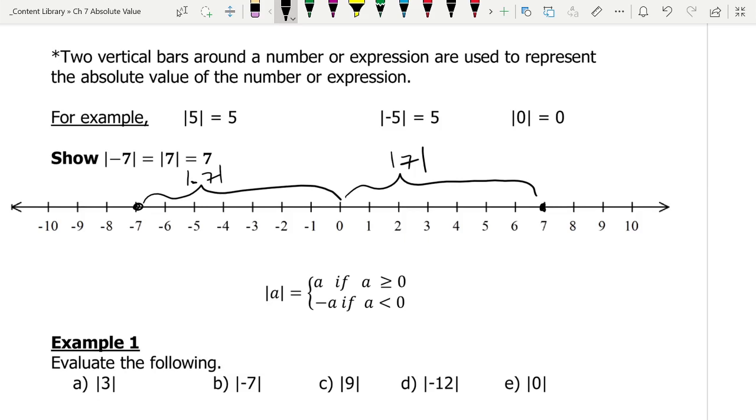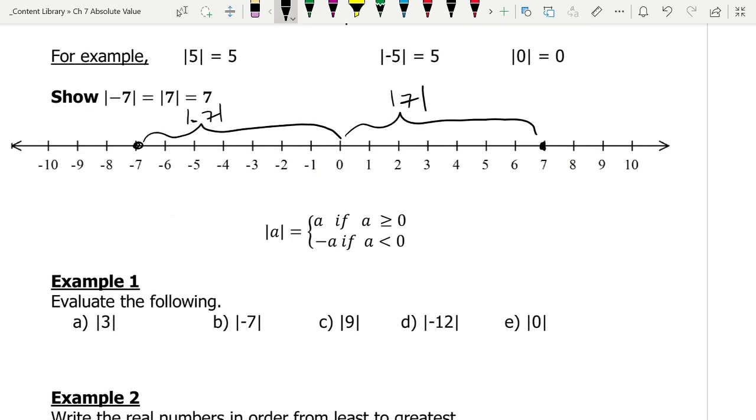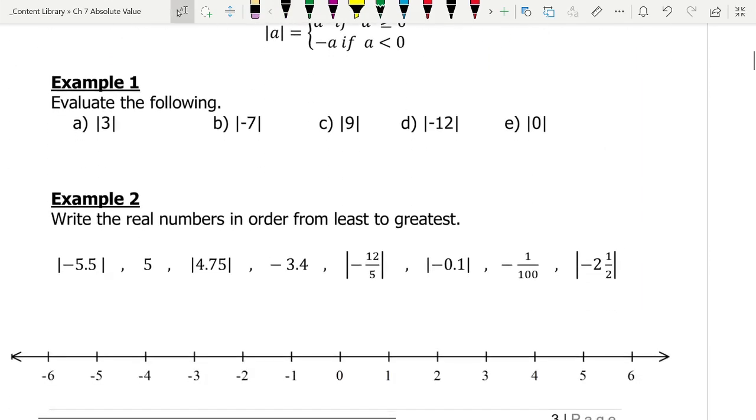So as a piece of algebra, we'd say the absolute value of A is positive A if A is greater than or equal to 0, and it's negative of A if A is less than 0. So let's evaluate a few. Absolute value of 3 is 3. The absolute value of negative 7 is positive 7. The absolute value of 9 is 9. The absolute value of negative 12 is positive 12. And the absolute value of 0 is itself just 0.